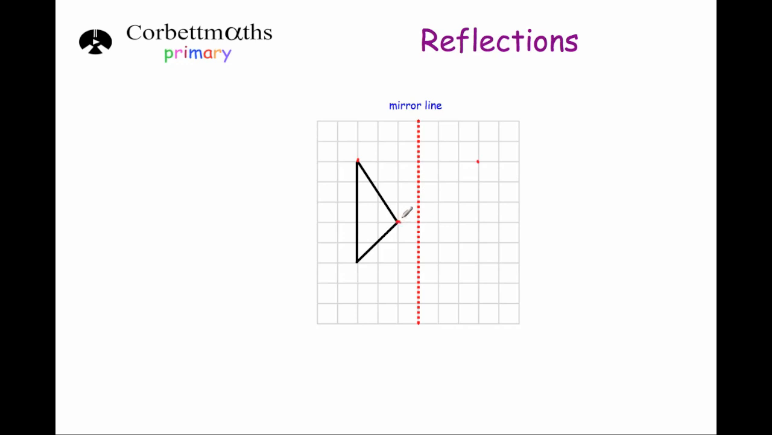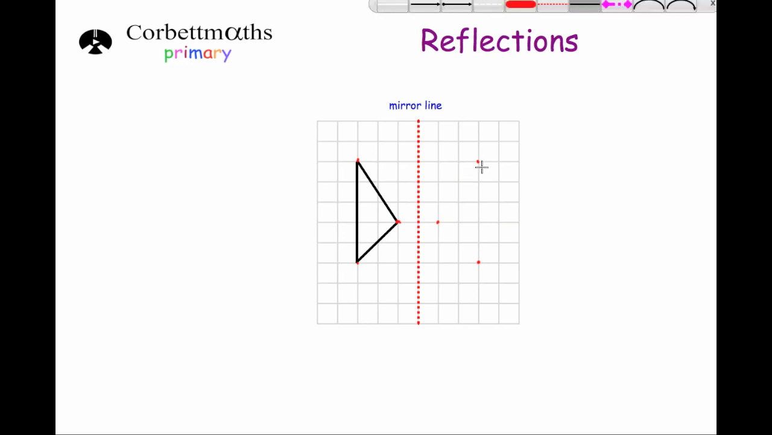So let's do it for this point. To get to the mirror line, we go 1 square across. So let's go another square on the other side and then plot the point. And then finally, this point at the bottom, to get to the mirror line, it's 1, 2, 3 squares across to the mirror line. So we're going to go 1, 2, 3 across and plot the point. And there we've got our 3 points.